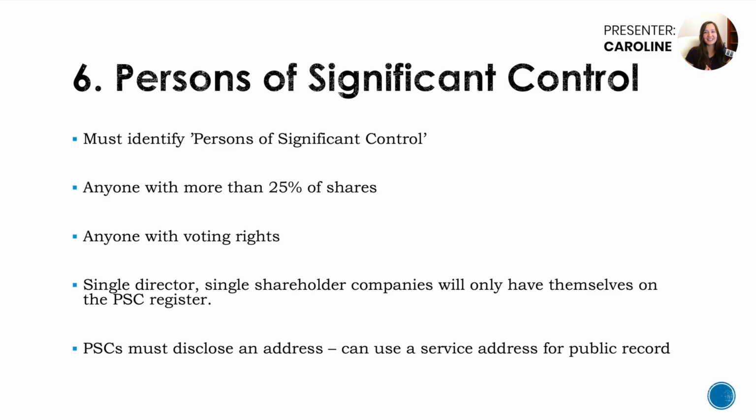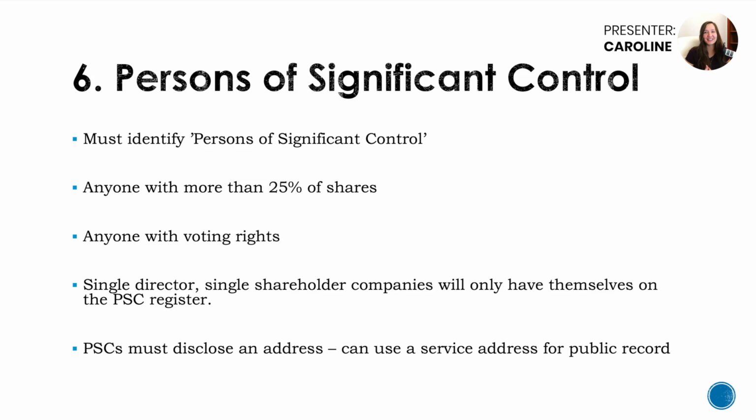Now, as a single director, this won't bother you too much because you will be the only one. But they basically want to understand who's controlling the company and where they actually live. So in this case, you must disclose an address that is actually your home address. They're trying to stop money laundering, things like this. You can use a service address for the public record too, but Companies House will have your actual address. On their end, they will see your actual address.